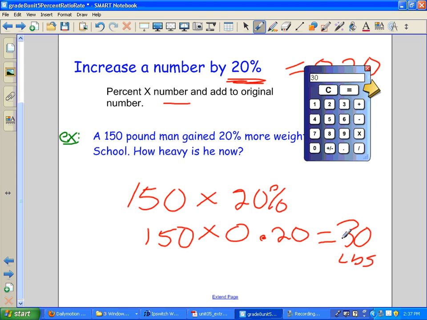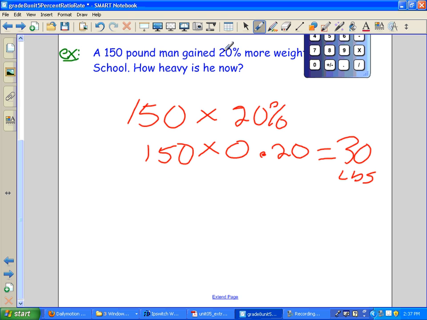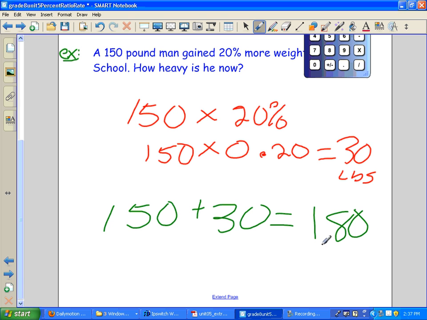So if he went up 30 pounds, let's add that on to his original weight. So he was 150 in high school. He put on 30 pounds, which is 20%, and he now weighs 180 pounds. That's his new weight.